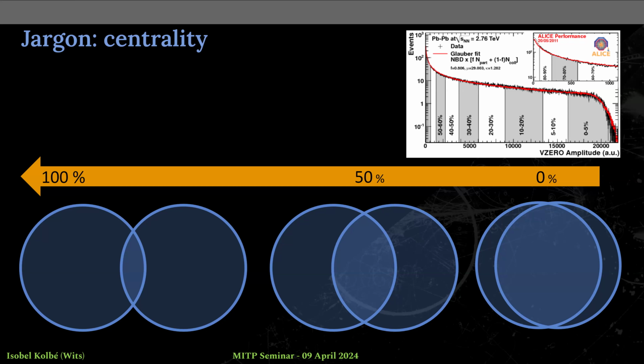It's important because the overlap region is where the energy is deposited. So this is where the quarks that are the constituent quarks of the nucleons that make up the nucleus are going to put down the energy.